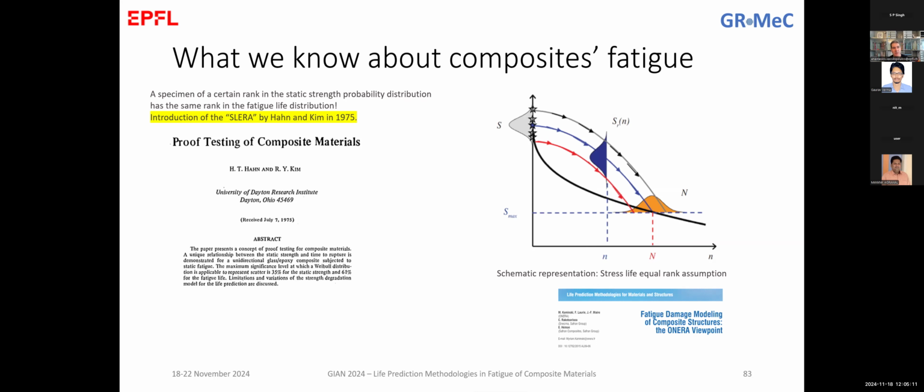And this model simply says that a specimen that ranks in a certain position in the static strength probability distribution should be at the same rank in the fatigue life distribution. Simply saying, this means that a specimen that is strong in static strength or static loading should be strong also in fatigue.